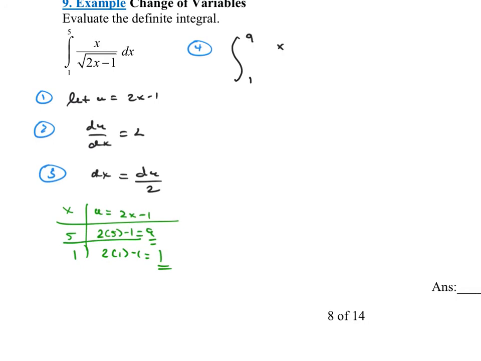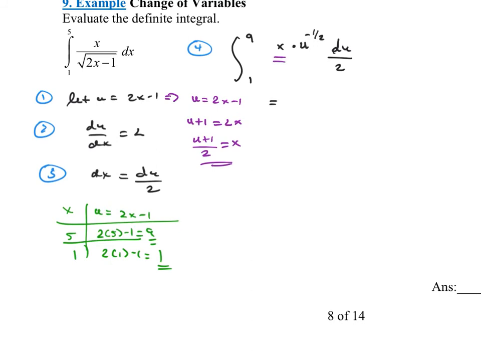So when I integrate this, now in terms of u, my limits are going to be from 1 to 9. I have x, and then instead of over the square root of 2x minus 1, I'm going to write that as a u to the negative 1/2. And then dx I have is du over 2. Now if you realize, we still have that x there, and so something's going wrong, right? So the idea is we have to go back and resolve u in terms of x. So if we know u equals 2x minus 1, add 1 to both sides, I'd have u plus 1 equals 2x. Divide everything by 2, and I'd have u plus 1 over 2 equals x. So that's what I'm going to substitute in for x.